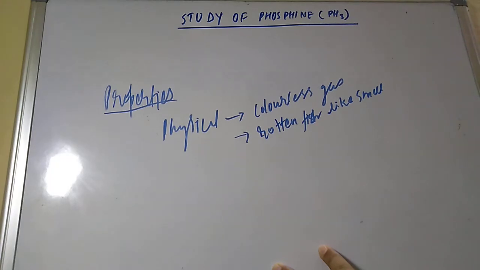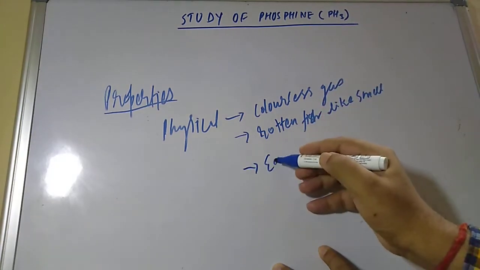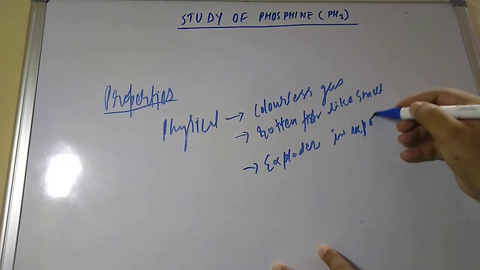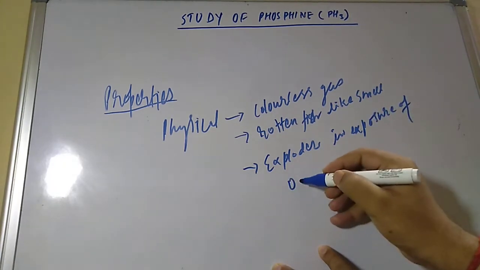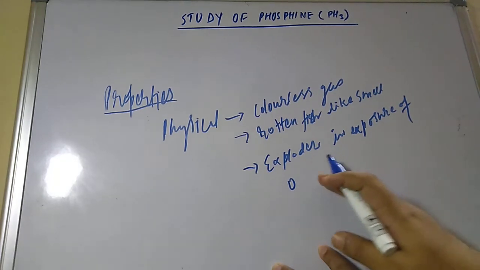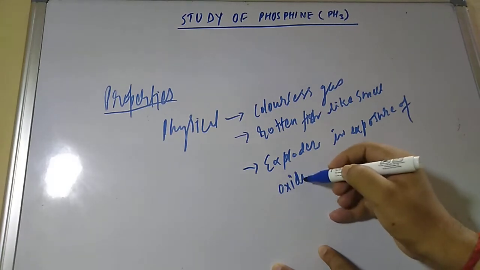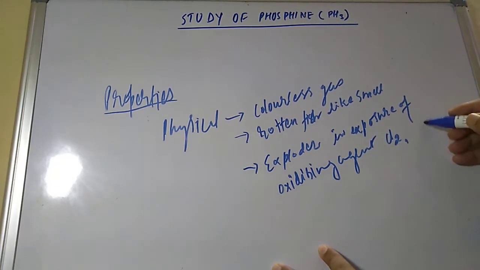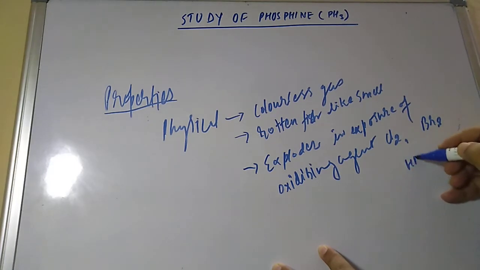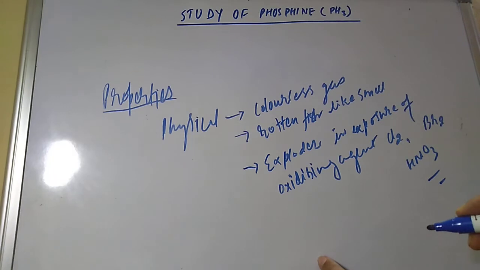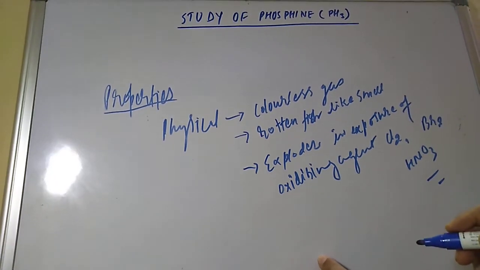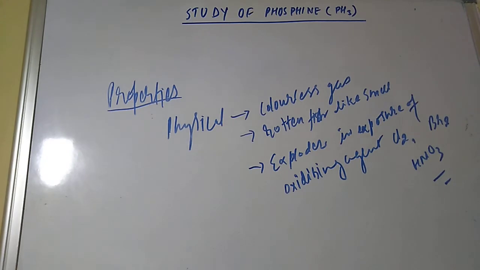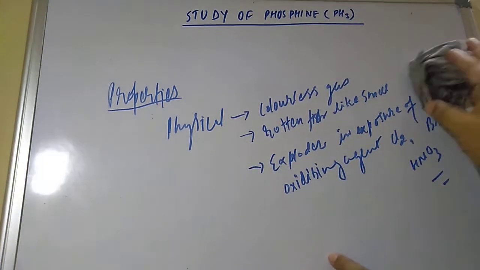And what other things are there? In exposure of oxygen, or the exposure of an oxidizing agent, whatever oxidizing agents are there, Cl2, Br2, or HNO3, in this case it is highly explosive in nature. This is the physical properties.